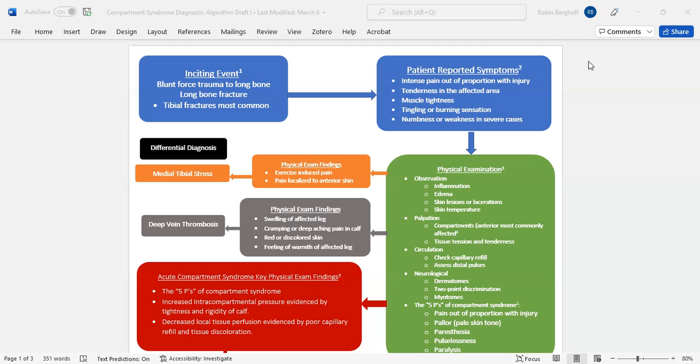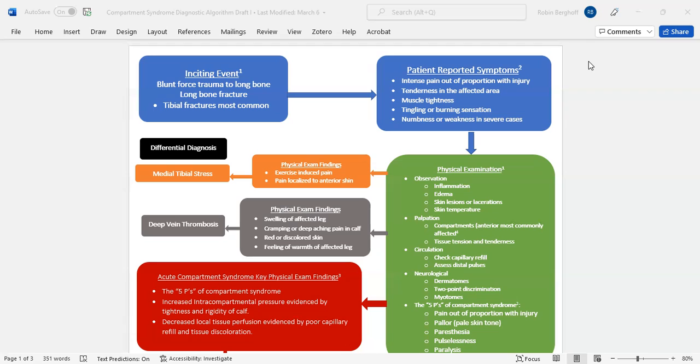Going off of the history and the MOI, your patient is also going to report certain symptoms to you, and these are really important too. They're going to say that the pain they're having is extremely high, and you're going to think that the pain level they're telling you does not match up with the injury that you witnessed or were told about. You want to get a number for that pain scale, because that's the best way to gauge that their pain might be out of proportion with their injury.